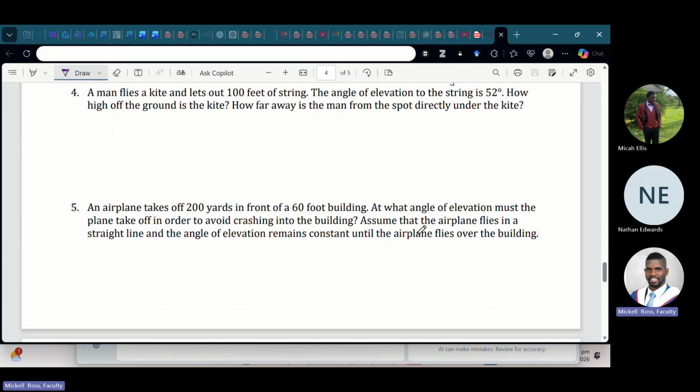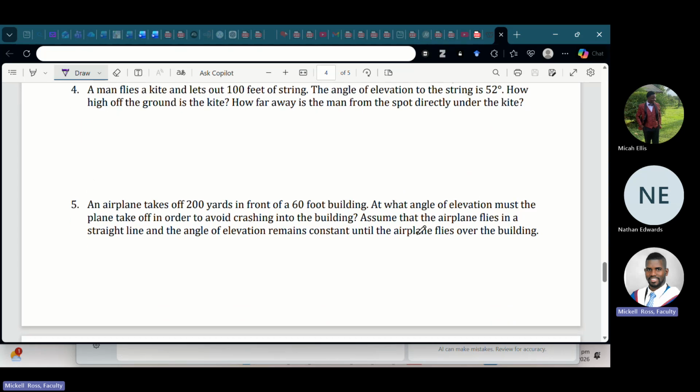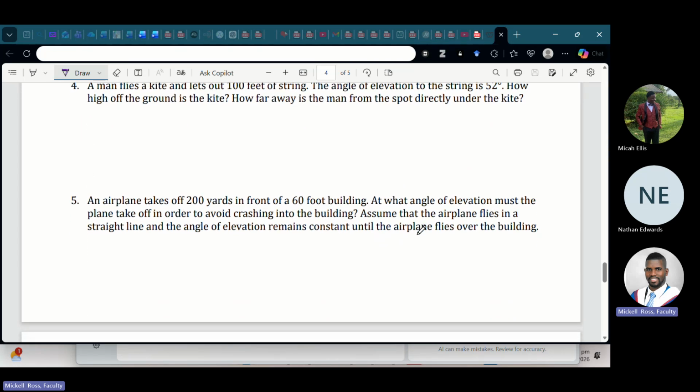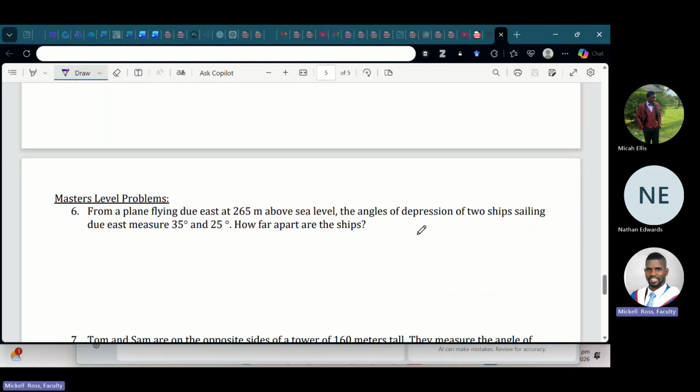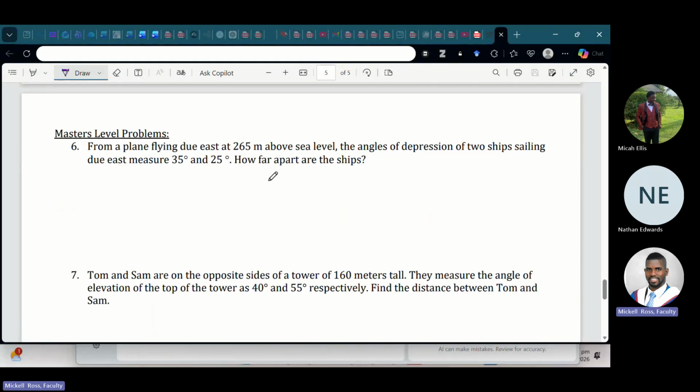Okay, continuing. Looking for an angle of depression. This one is an angle of elevation. All right, this one is an angle of depression. And this one is an angle of elevation. So I'm going to do these two questions, and then we're going to look at the sine and cosine.